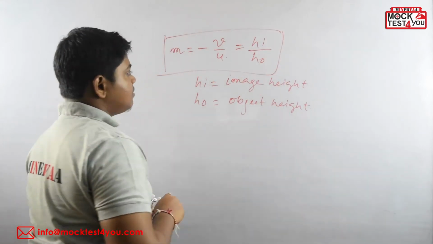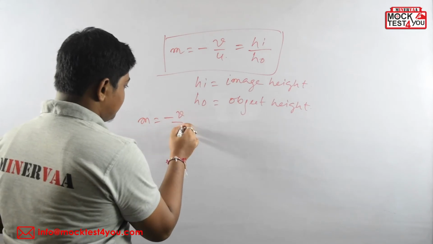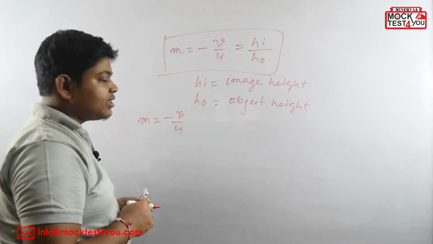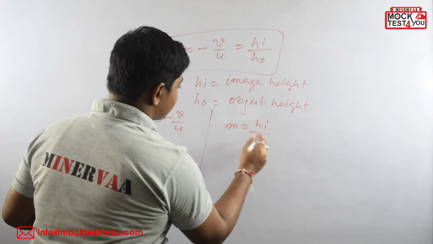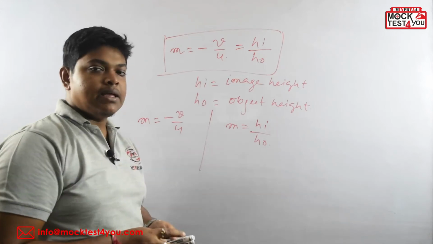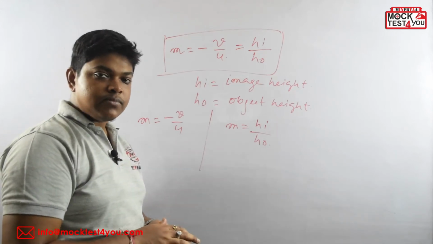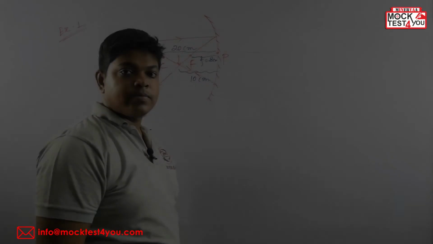Now this formula can be broken down. That means magnification is minus V by U. You just find out the value of magnification, then you write down magnification equals HI by HO, then you place the value of magnification over here and you will get the image height from that, right? So let's understand that concept with the help of one numerical.